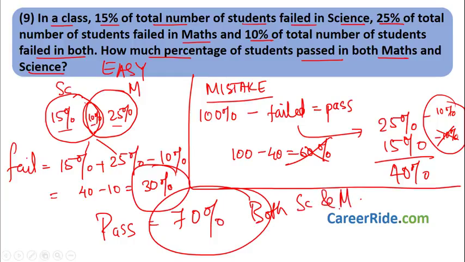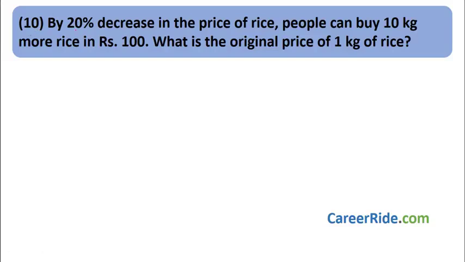Moving to the next question. Question number 10. With a 20% decrease in the price of rice, people can buy 10 kg more rice in rupees 100. What is the original price of 1 kg of rice? Now again, a very easy sum. Let's see how to solve it.